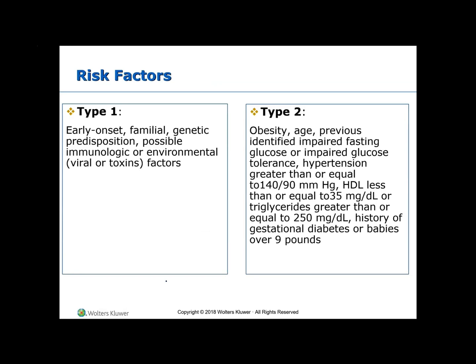Risk factors for type 1 diabetes are early onset, familial or genetic predisposition, and possible immunologic or environmental factors. Type 2 is generally obesity, age, previously identified impaired fasting glucose tolerance levels, hypertension greater than or equal to 140/90, HDL less than or equal to 35, triglycerides greater than 250, a history of gestational diabetes, or babies over 9 pounds.